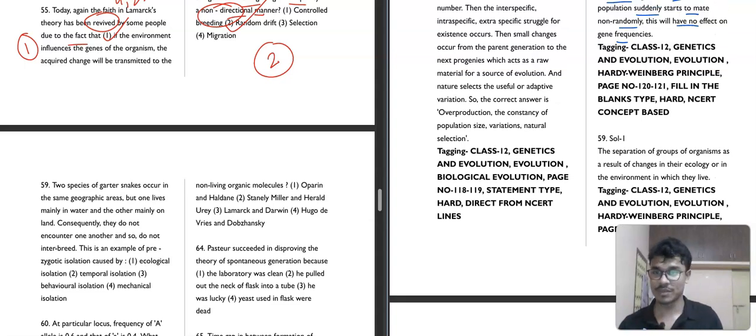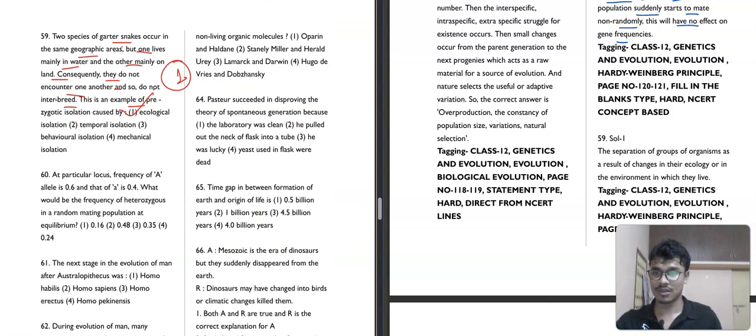It is saying that two species of garter snakes occurred in the same geographic area, but one lives mainly in water and the other mainly on land. Consequently, they do not encounter each other, so they do not interbreed. This is an example of pre-zygotic isolation caused by ecological isolation, temporal isolation, behavioral isolation, and mechanical isolation. This is basically ecological isolation. So the first option will be our correct answer for this question.